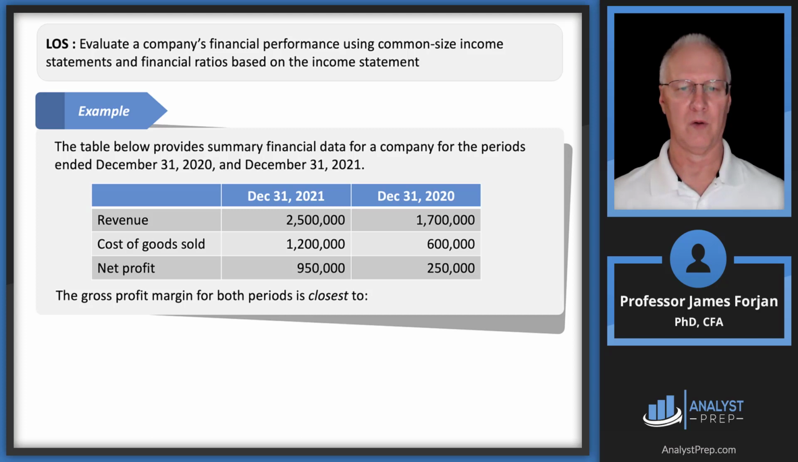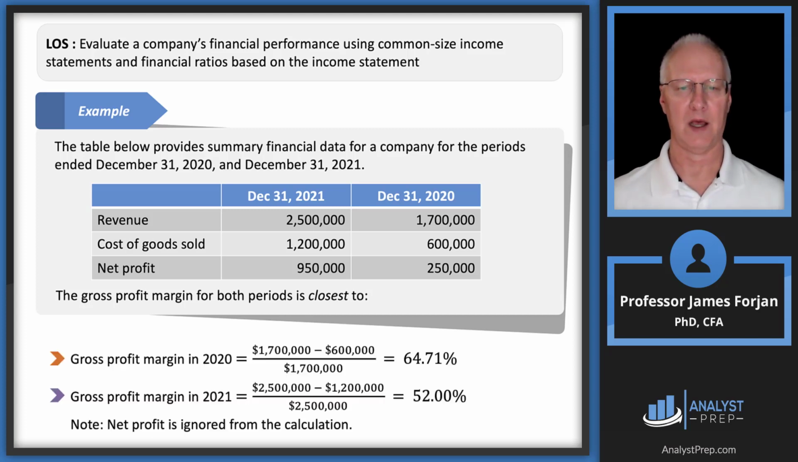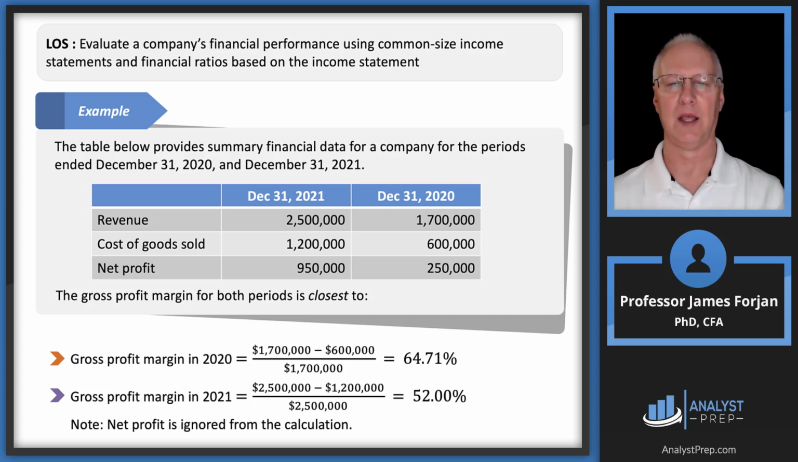And so what are we going to do? We're going to take the 25 minus 12 and the 17 minus 6. We'll just subtract those two, divided by the 25 and the 17. So those are easy calculations: 64% and 52%.